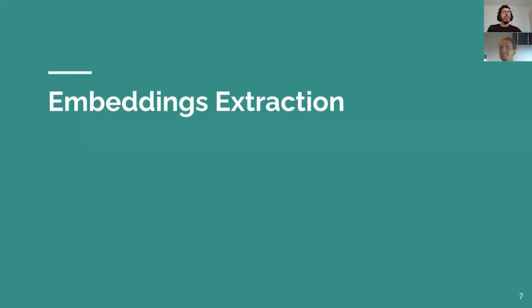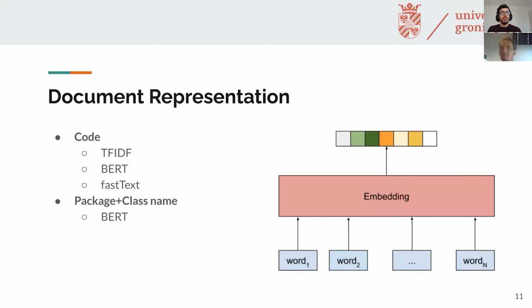Regarding the extraction of the embeddings, we use three different representation techniques. The first one is TF-IDF, the second one is BERT, and the third one is fastText. And then we apply these three techniques to two different representations of the source code. The first one is the identifiers in the files, and the second one is the package plus class name. This gives us a higher level view of the code.